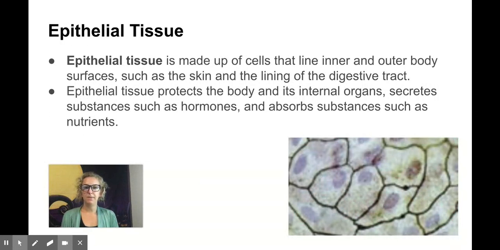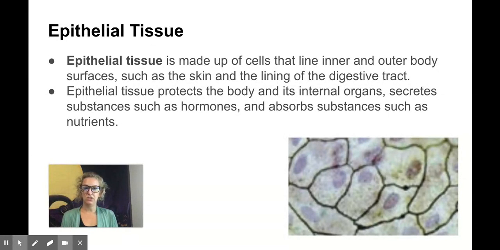Epithelial tissue is made up of cells that line the inner and outer body surfaces, like the skin and the lining of the digestive tract. Epithelial is really important for protecting the internal organs, secreting hormones in the endocrine system, and absorption. So epithelial tissue lines your small intestine as well as large intestine. Your small intestine is the site of nutrient absorption from your food. The large intestine is the site of water reabsorption back into the bloodstream.